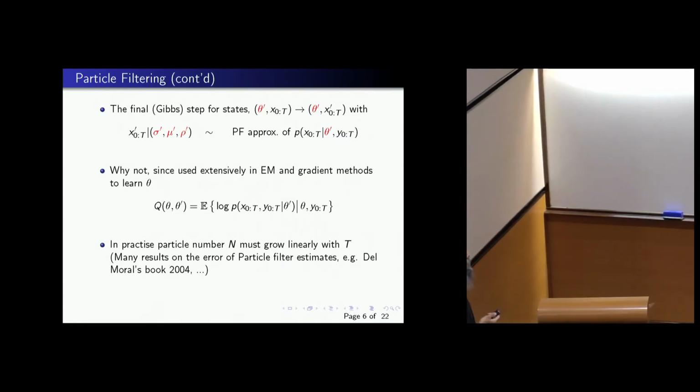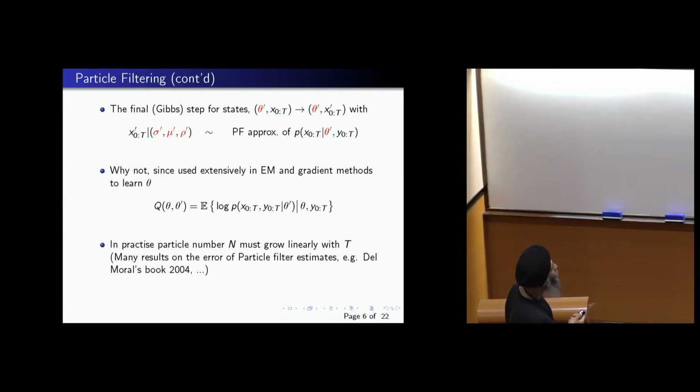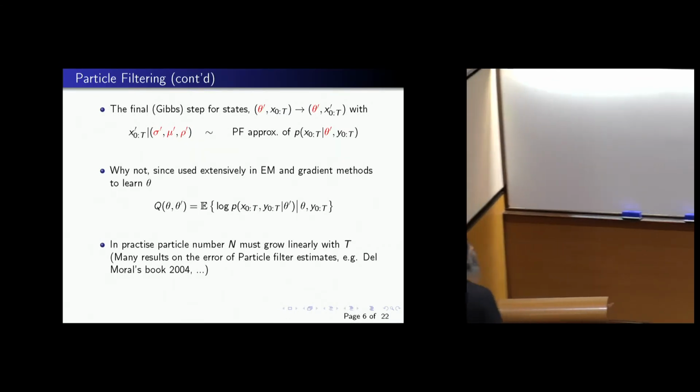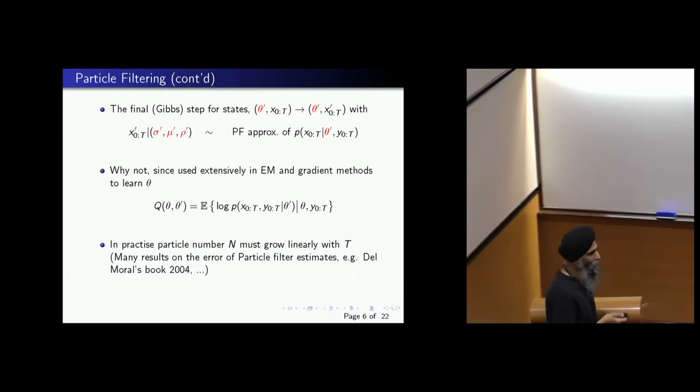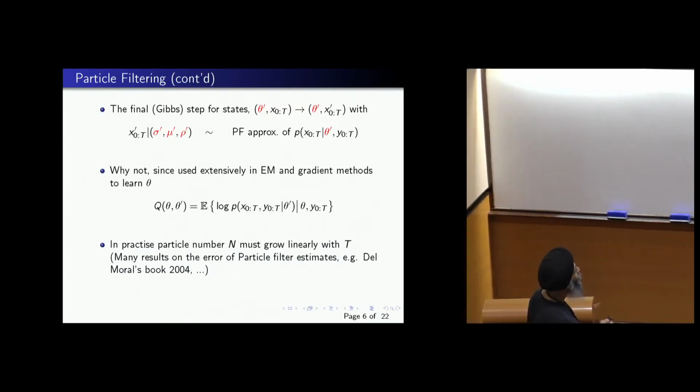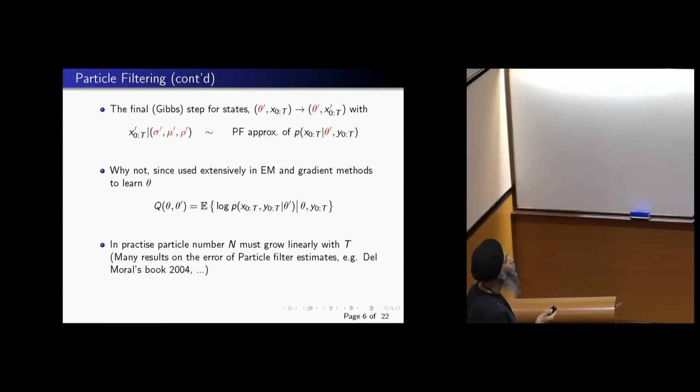And we know from books by Pierre Del Moral, I feel it's slightly embarrassing to reference a book from 2004, and there's Eric's more recent book as well, that there are a lot of results concerning the quality of the particle approximation when you use a particle filter to sample from this. And basically, the take-home message that I just want to emphasize is that to get a good approximation, your number of particles must grow linearly with the length of the time series you are trying to sample.